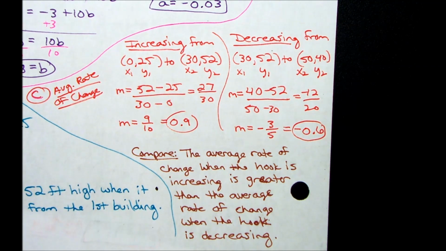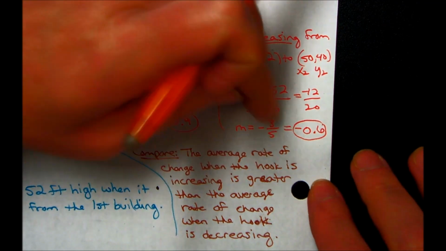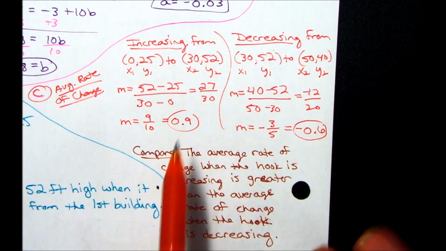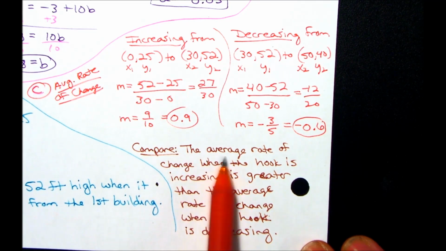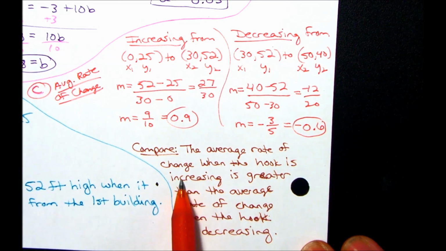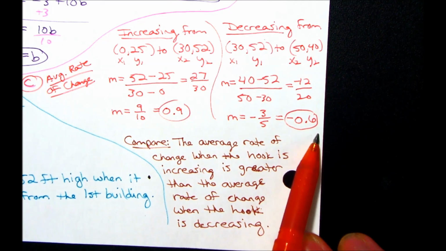Now when you compare them, you don't take into consideration the negative. It's basically a line, so you want to state which one is steeper. So when you are talking about rates of change, it's steeper whenever the absolute value of these numbers is greater. So if we disregard the negative for this one here, 0.9 is bigger than 0.6. So the average rate of change when the hook is increasing, that 0.9, is greater than the average rate of change when the hook is decreasing, because that was the 0.6.